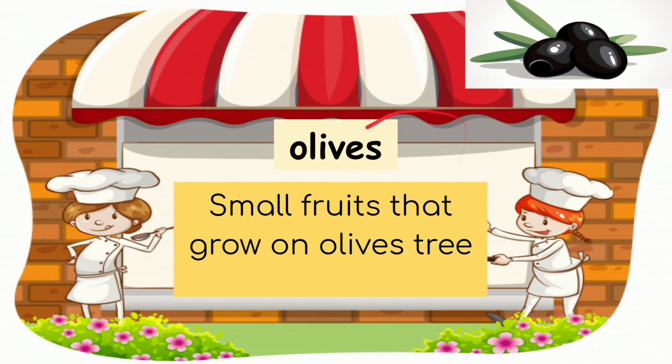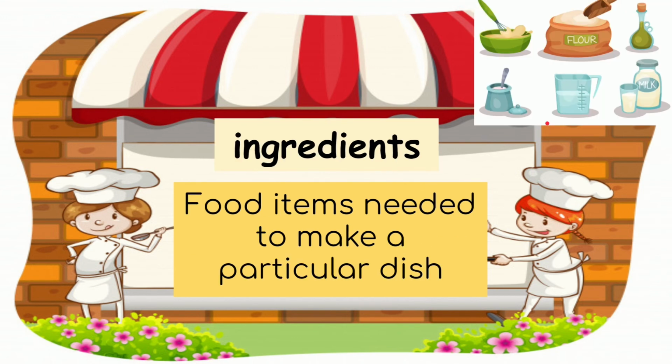Olives. Olives are small fruits that grow on olive trees. She used them for her pizza. Ingredients: food items needed to make a particular dish. Multiple food items, a variety of food items, to make into one particular dish. The ingredients that you need.